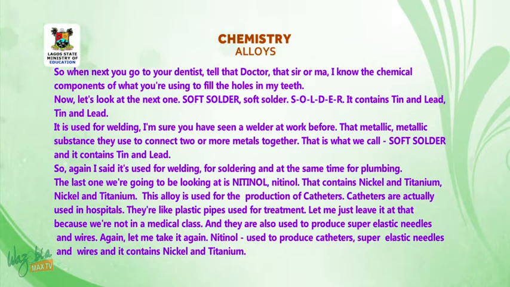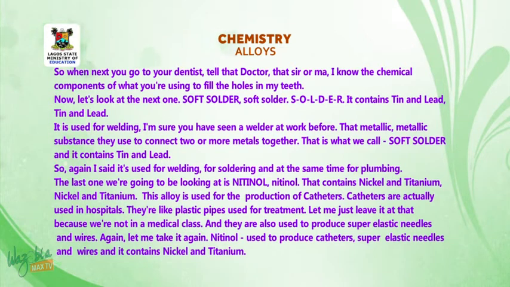Now, let's look at the next one, soft solder, S-O-L-D-E-R. That contains tin and lead. It is used for welding. I'm sure you have seen a welder at work before. So that metallic substance that they use to connect two or more metals together, that is what we call soft solder, and it contains tin and lead. So again, I said it's used for welding, for soldering, and at the same time for plumbing.